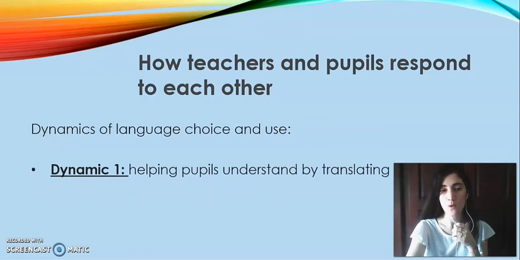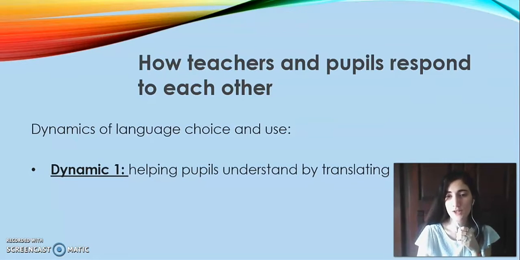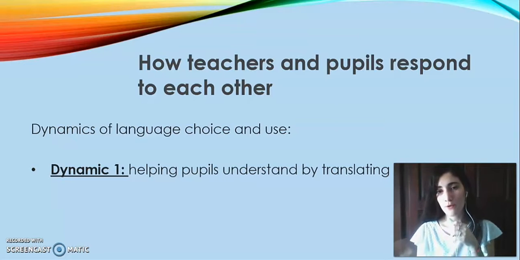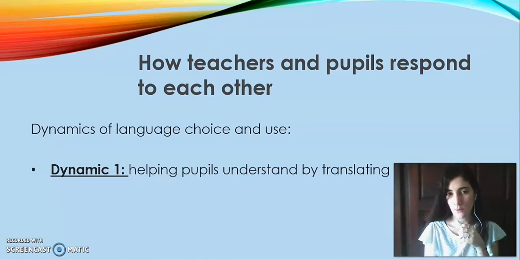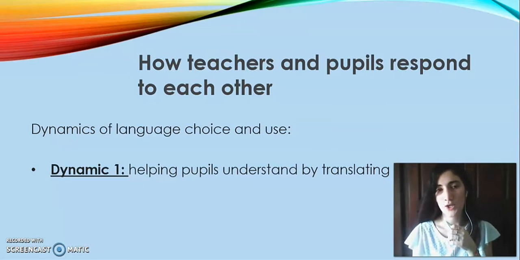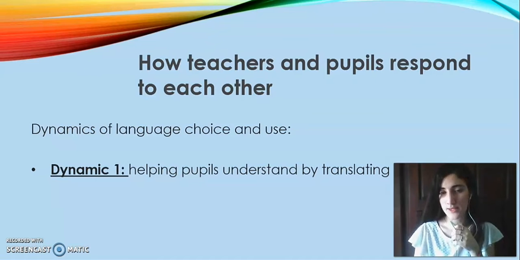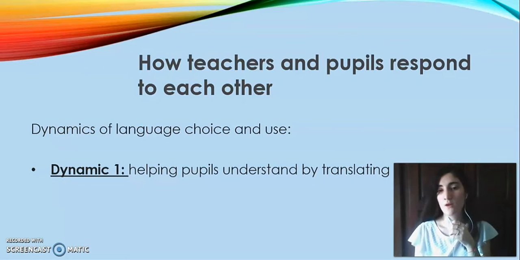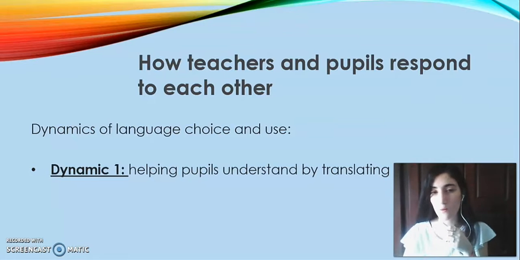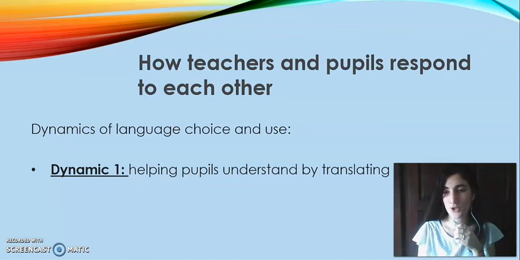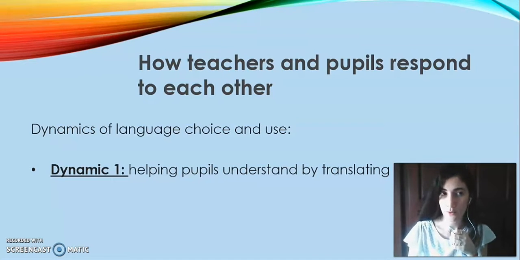The first one is dynamic 1, and it says helping pupils understand by translating. What the teacher does here is presenting a new topic, for example, in the foreign language, and providing the explanation in the first language. But we have a piece of advice here, because we should not do that all the time, because students will wait for the translation in the first language and they won't pay attention to the foreign language explanation. So what we can do is explain a new topic in the foreign language and then ask a student to provide the explanation in the first language.